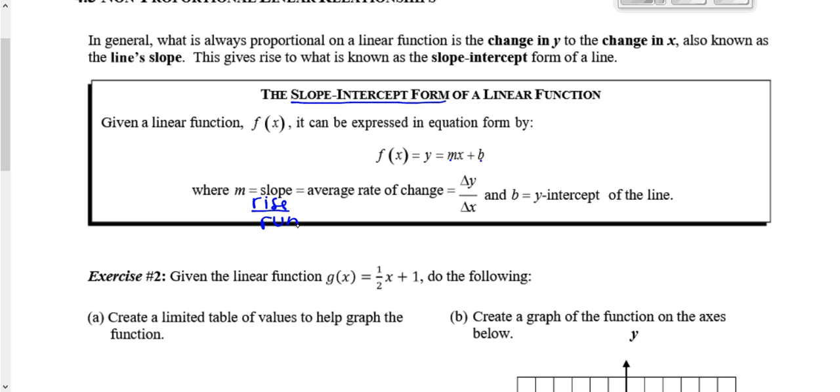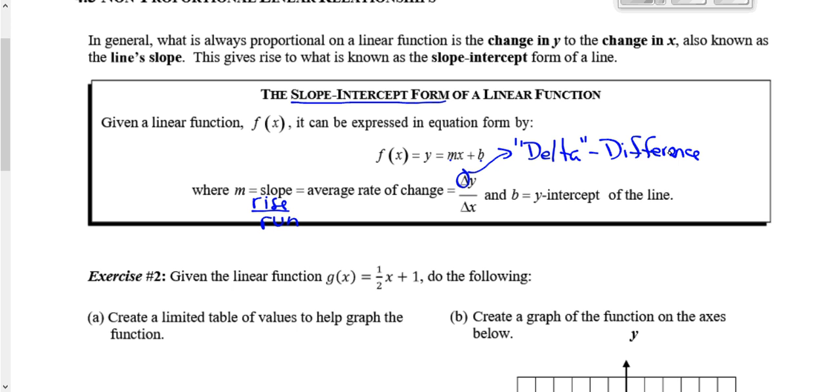Has anybody seen this symbol here? It's not a triangle. It's actually a Greek letter. This is the Greek letter delta, which stands for difference, or change in, right? Delta y.